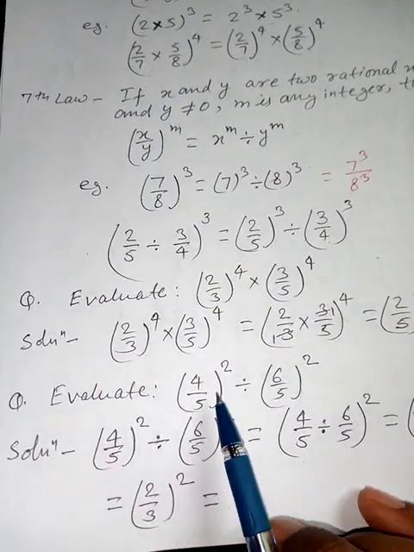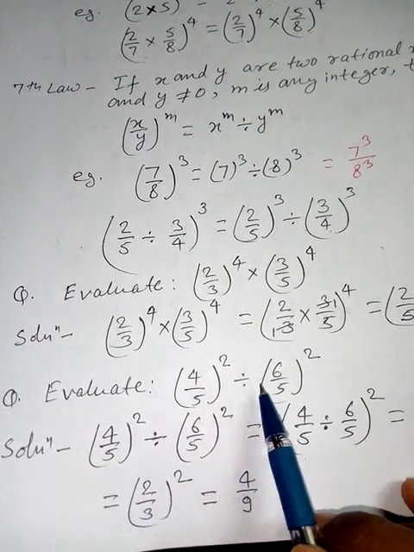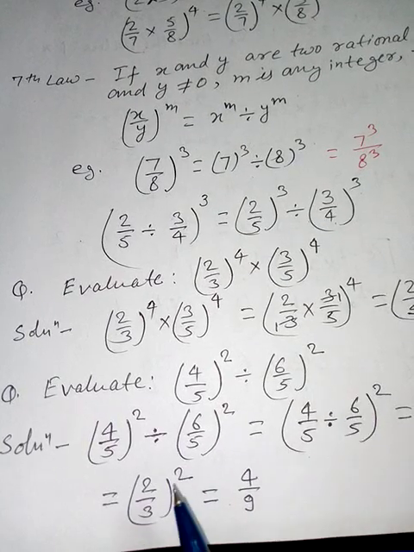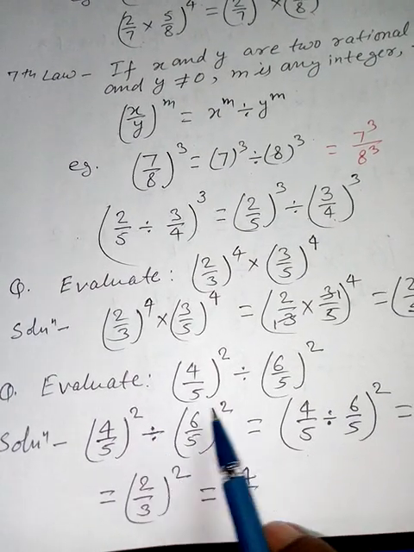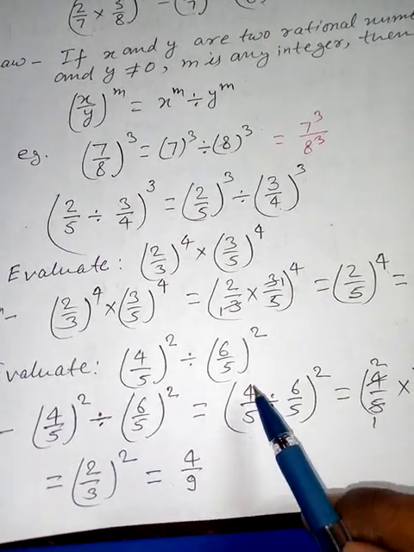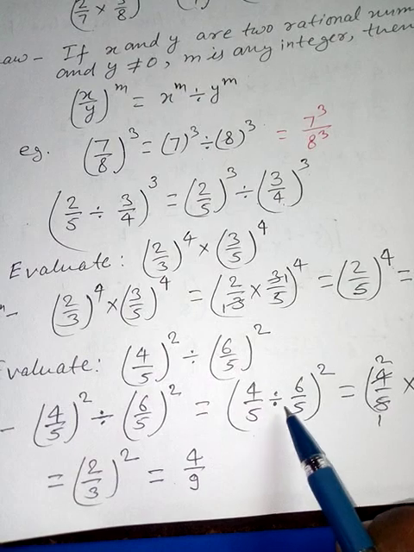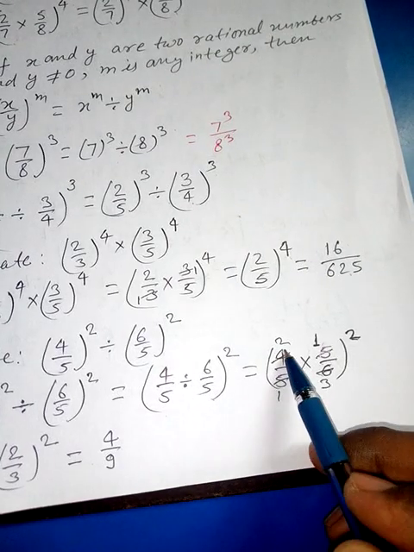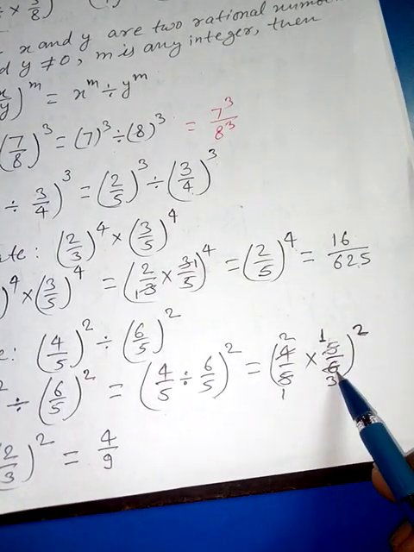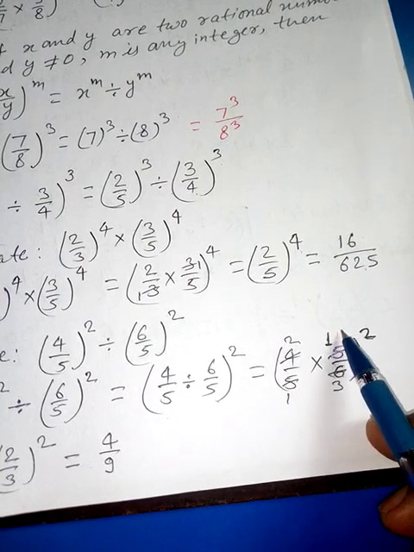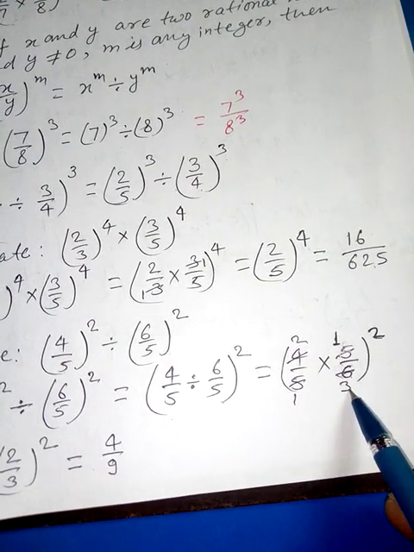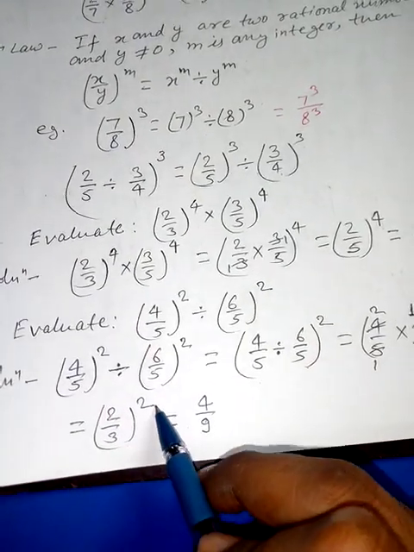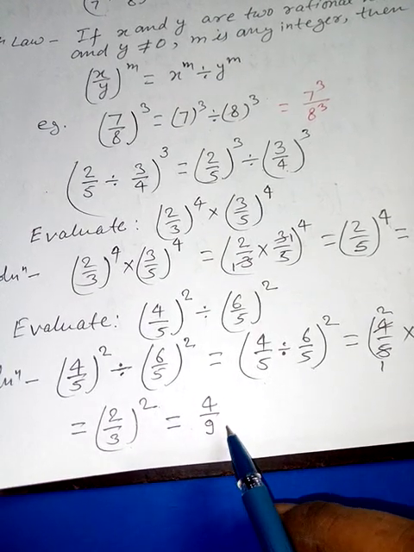Similarly, evaluate (4 by 5) to the power 2 divided by (6 by 5) to the power 2. You can comprise in one bracket. Bases are different, powers are same, and put the symbol of 4 by 5, put the symbol of division, (4 by 5 divided by 6 by 5) whole to the power 2. Now solve the bracket, 4 by 5 into 5 by 6. Then 5 ones are 5, 5 ones are 5, and 2 twos are 4, 2 threes are 6. Here 2 is left, here 3 is left. So you can write (2 by 3) to the power 2, which is 4 by 9.